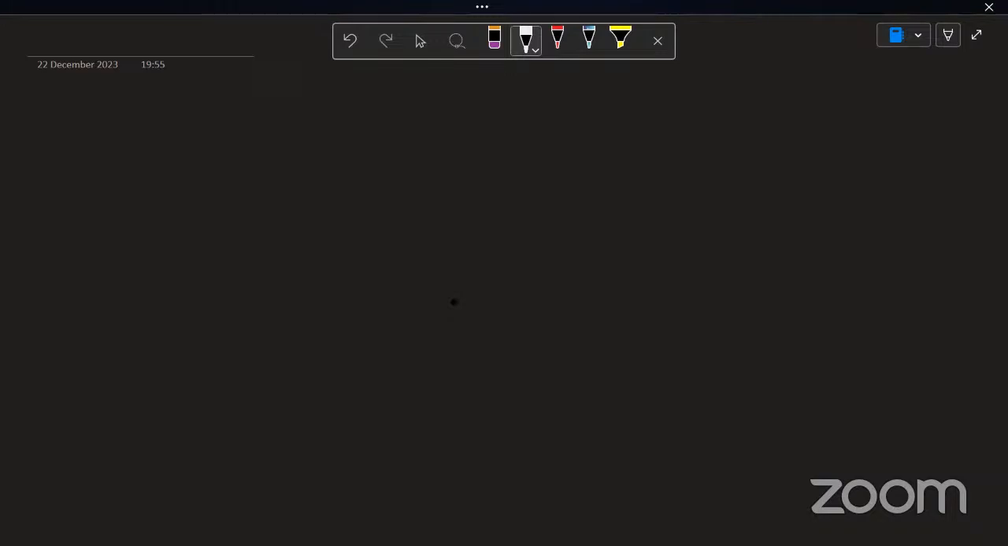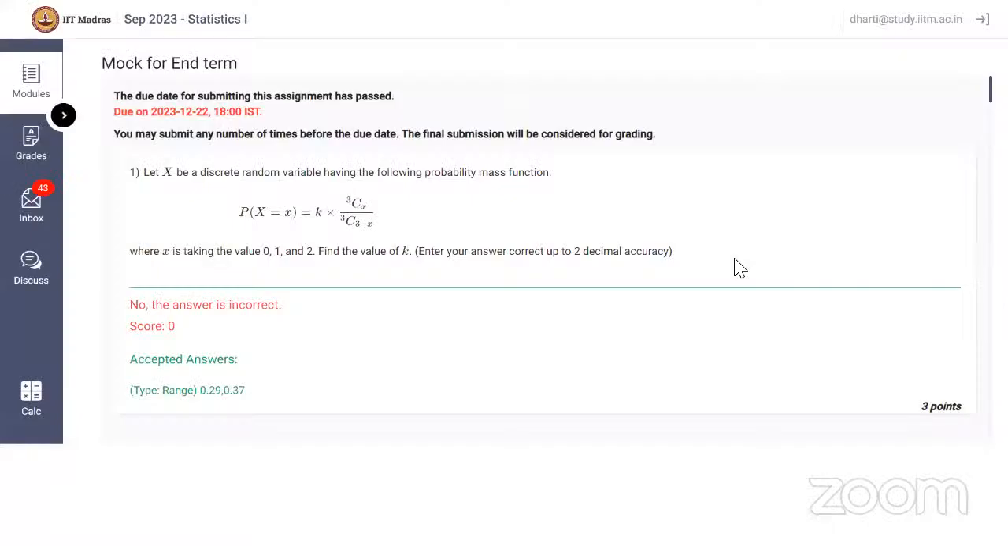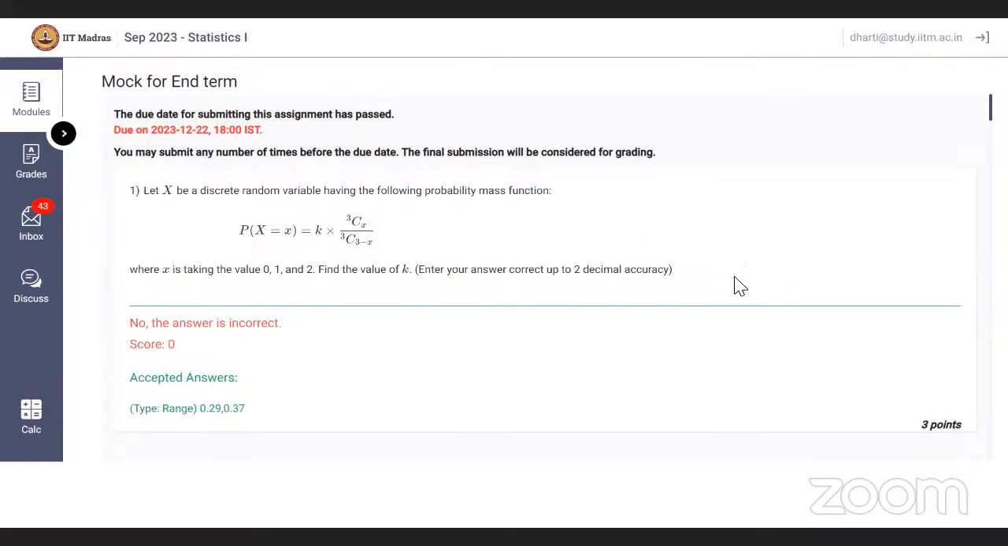But there is one important thing given there. Have you noticed that? See this one. What the probability is: it's 3Cx divided by 3C(3 minus x). Have you noticed anything special about that? Both are equal, ma'am. Yes, both will be equal.